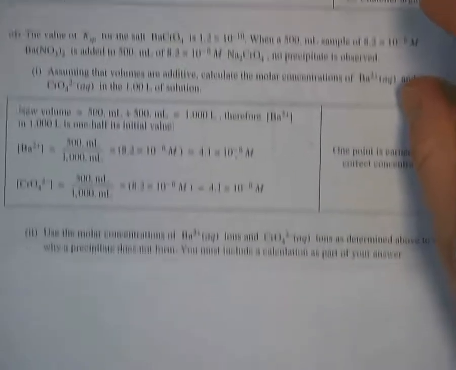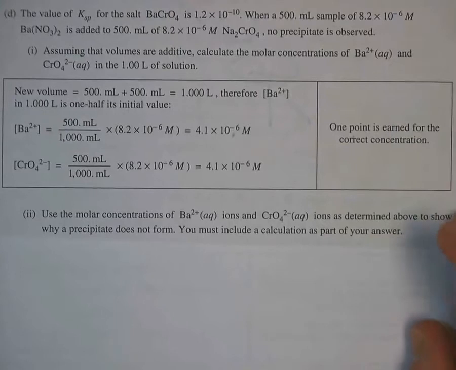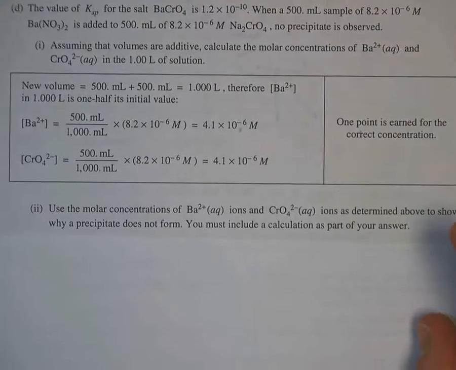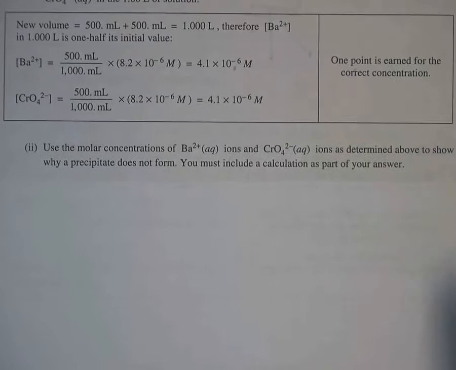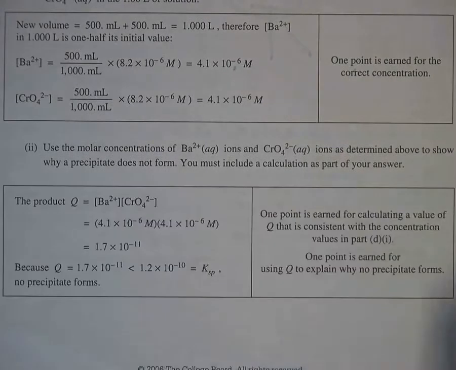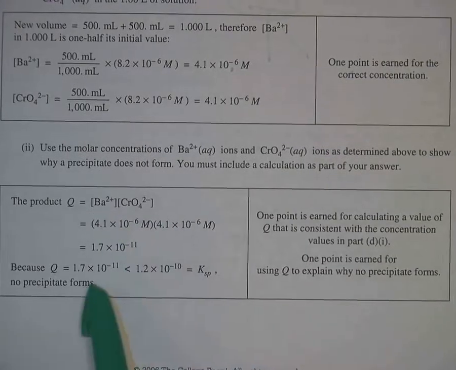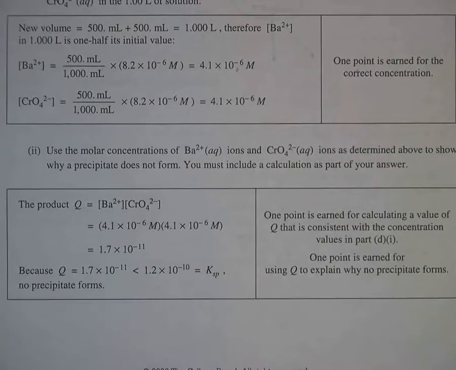Using the molar concentrations, show why precipitate does not form. You must show a calculation as part of this answer. So now they want you to find Q. So you plug those values in for Q, and you say Q is less than what KSP is, and therefore precipitate would not form. Hope you get one like that. That one's kind of an easy problem that it wouldn't be too bad for you to do.